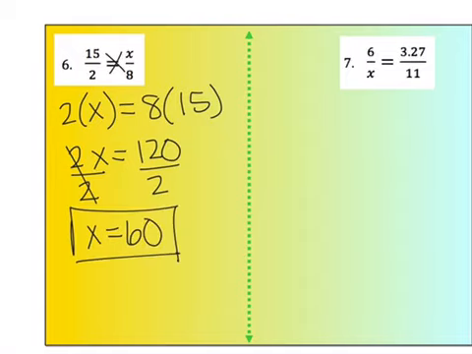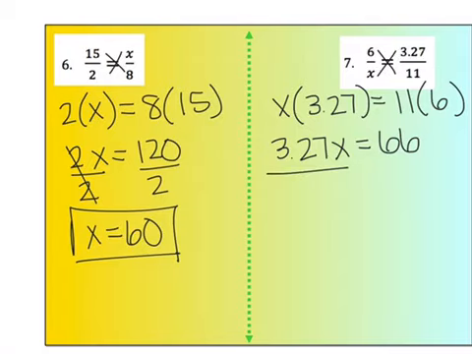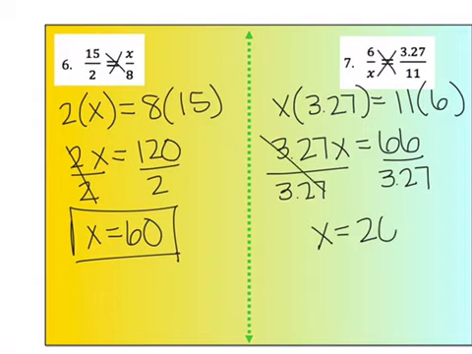Same thing for number 7. I have a proportion. I have a fraction equal to a fraction. So I'm going to cross multiply these. I have the bottom of the first times the top of the second is going to equal the bottom of the second times the top of the first. So x times 3.27 just gives me 3.27x. 11 times 6 gives me 66. To undo timesing, we divide. Don't let that fraction throw you off. Just plug that into your calculator, and you're going to get x is equal to 20.18.